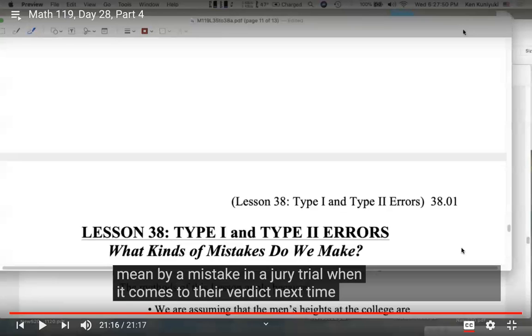When does a jury make a mistake? If the defendant is what and the jury says what? When does the jury make a mistake? If the defendant is what and the jury renders a verdict of what? Well, think about it. We're doing that next.